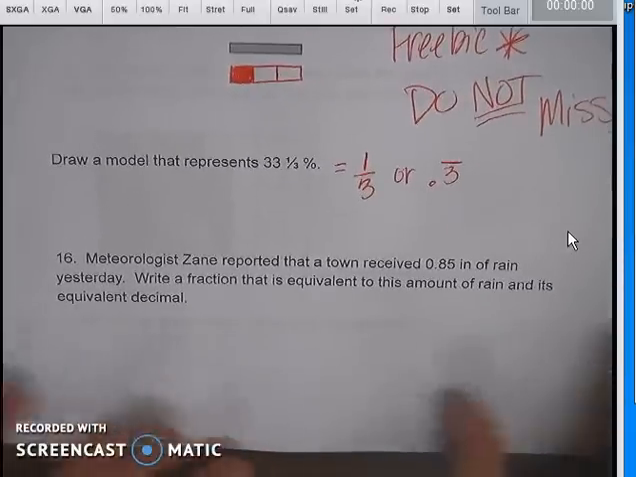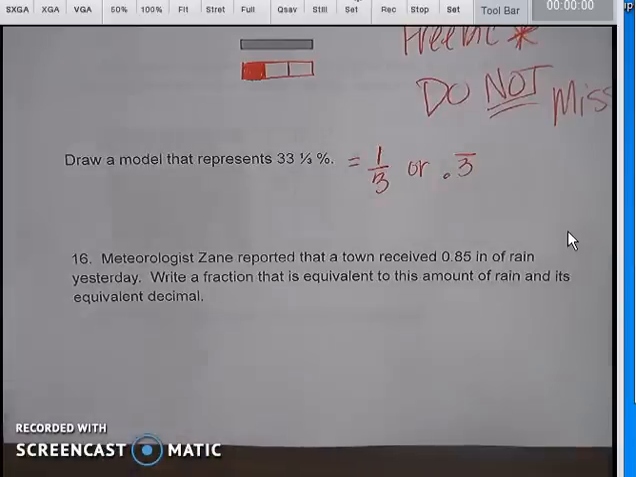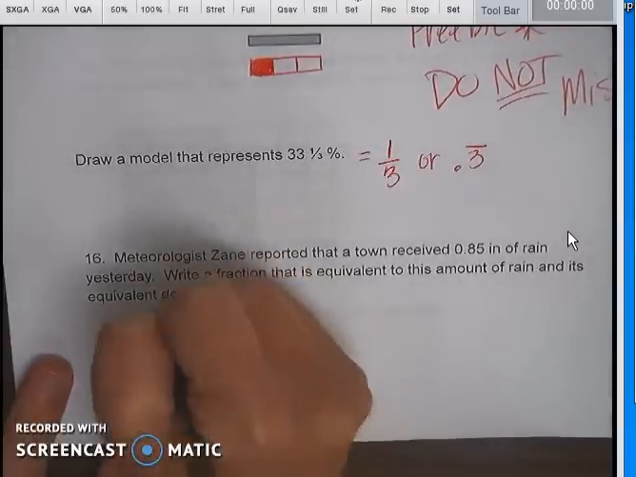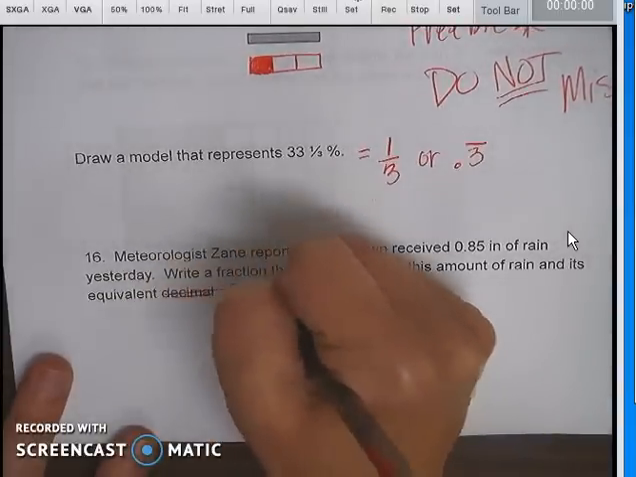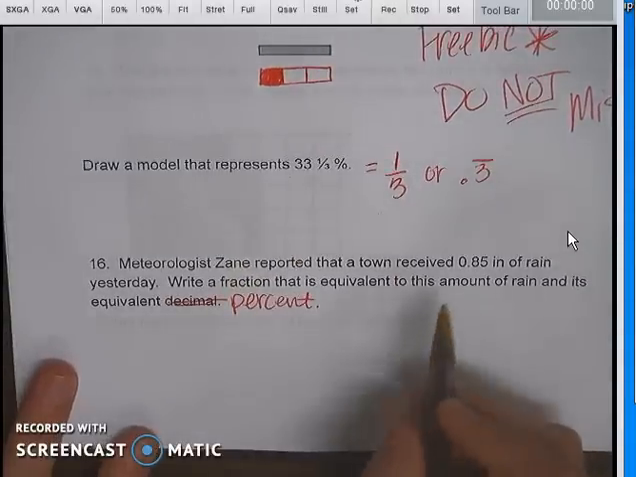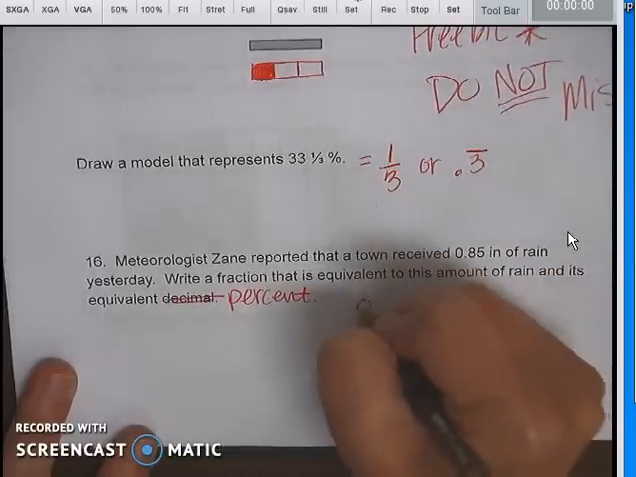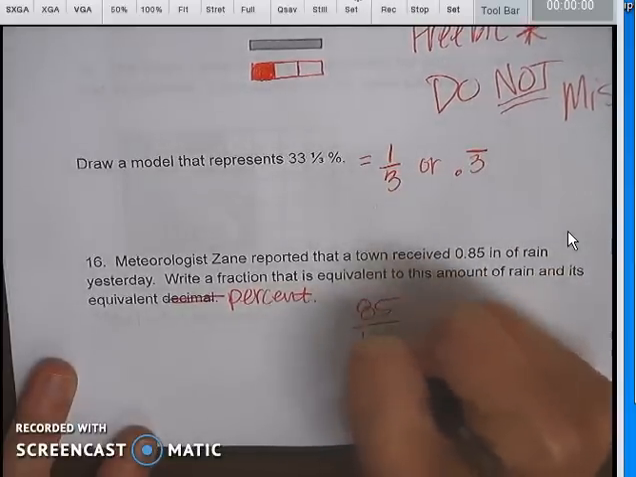Okay? Meteorologist Zane reported that a town received 0.85 or 85/100 inches of rain yesterday. Write a fraction that is equivalent to this amount of rain and its equivalent decimal. Well, I think this should really say percent. Put percent right here. Miss Gentry messed up. Okay, so 85/100, write a fraction that is equivalent to that. So you have 85/100. Write it the way you say it.